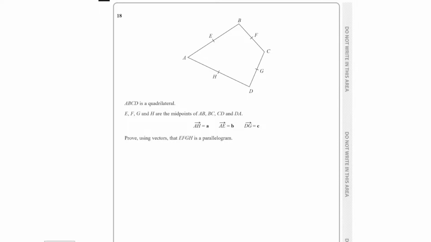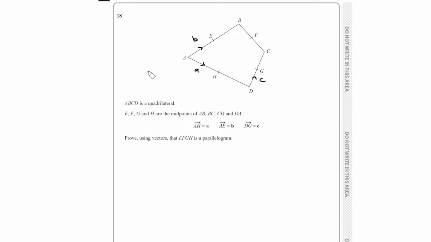Question 18. A, B, C, D is a quadrilateral. E, F, G, and H are the midpoints of AB, BC, CD, and DA. Then they've given us some vectors, so I'm going to label this. So A to E is a, B to F is b, D to G is c. Prove using vectors that E, F, G, H is a parallelogram.